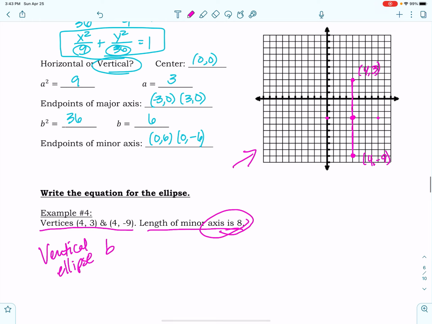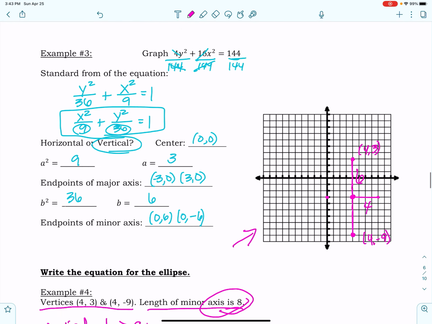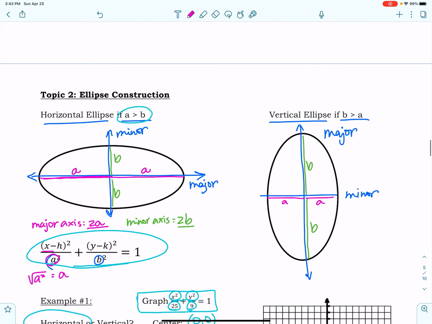because B is greater than A, okay? Because B is 6 and A is 4. Okay, so hopefully you can tell that. And if you'll recall from the information we talked about in another video, I have a vertical ellipse if B is bigger than A. All right, so moving on from there.